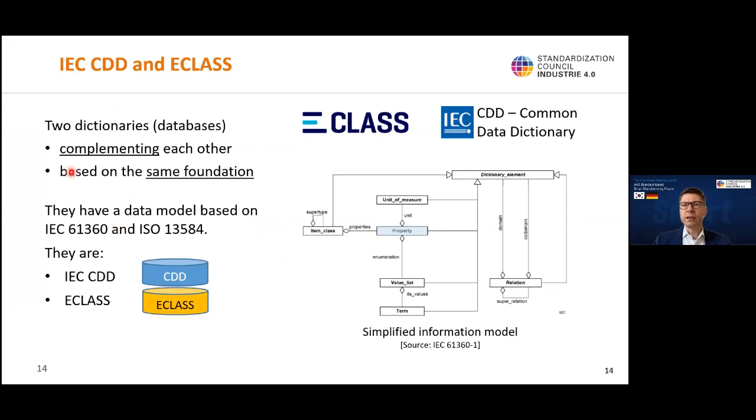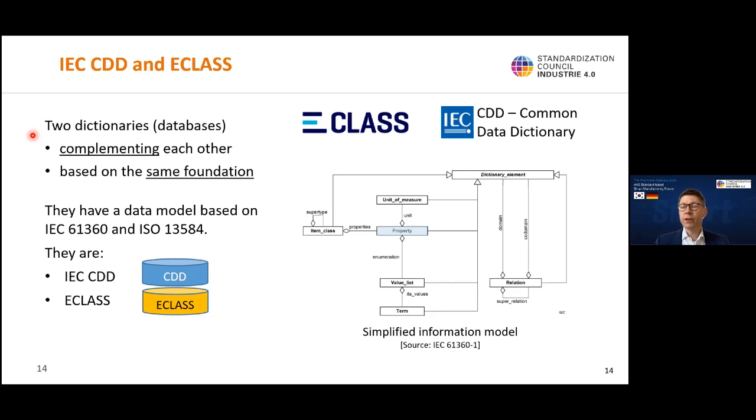The basic idea of the project was based on the finding that we have two dictionaries or databases which are complementing each other, and they are based on the same foundation. So both dictionaries are based on the information model as it is defined by IEC 61360 and the corresponding ISO standard. So they have the same origin, they have a lot of similarities, but there are also some differences. These are differences in details of the implementation. But also there are differences, of course, in the content, because it makes no sense to have the same content in two different dictionaries.